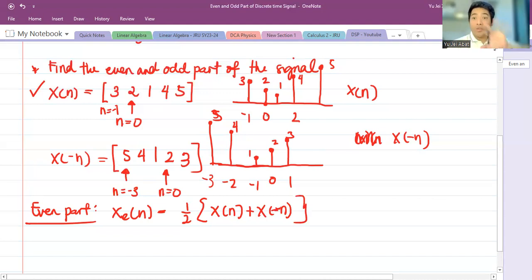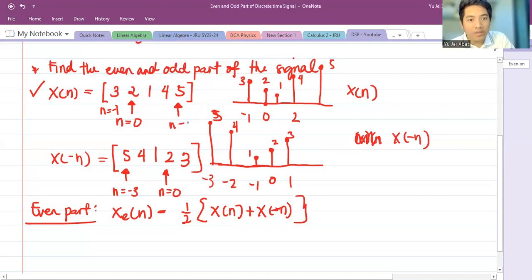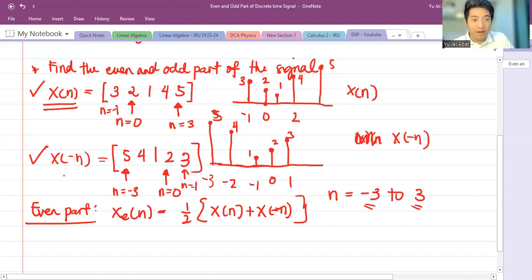So we are going to get the lowest n for both the flipped and the original signal, and get the highest n. This is n equals 3, and this is n equals 1. So we are going to get the values of n from negative 3 to positive 3, because negative 3 is the lowest element appearing on both x of n and x of negative n, and 3 is the highest appearing on both. This is only 1, but this is 3. So we have to consider negative 3 to 3. So how do we do that?